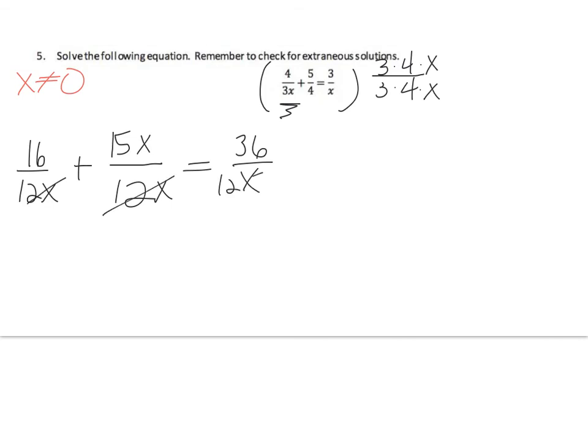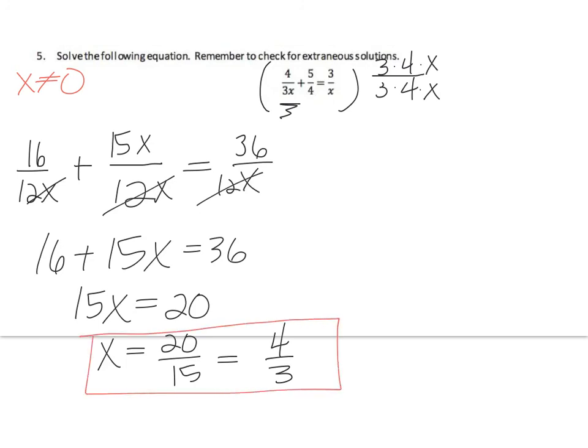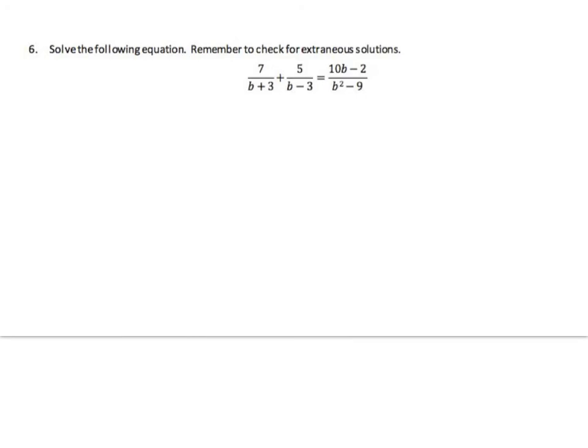I can now divide out my denominators. I have 16 plus 15x equals 36. Subtract 16 from both sides. X equals 20 over 15, which equals 4/3. All done. Okay, I'm going to push pause on this one and see if you can try it on your own. Remember to check for extraneous solutions.